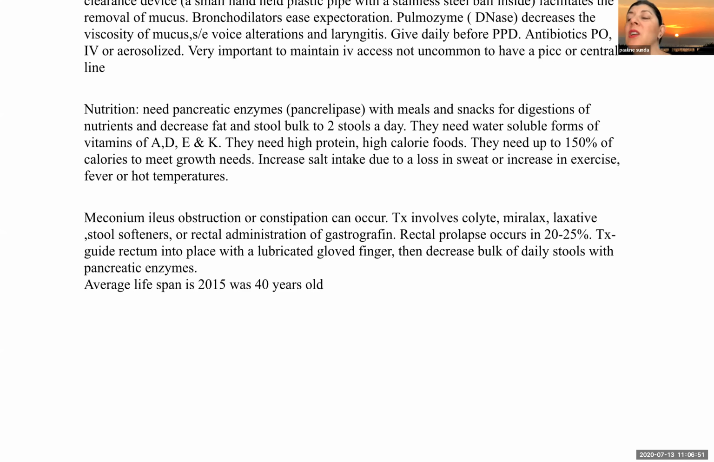Rectal prolapse can occur in 20 to 25% of the cases. Here we're just going to very gently, with a lubricated gloved finger, guide the rectum back into place. We want to decrease the bulk of the daily stools with the pancreatic enzymes. Average lifespan in 2015 was up to 40 years of age.